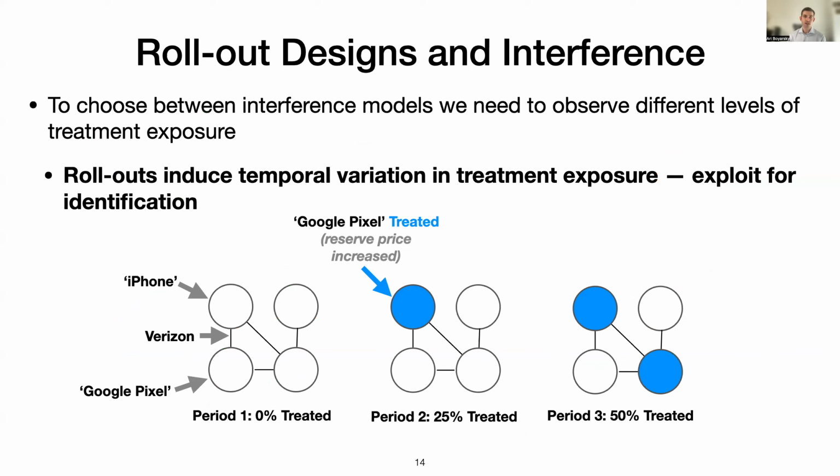Rollouts provide us additional variation in the outcome treatment exposure that actually makes model selection possible. For example, we can consider a rollout in our previous example. What this looks like is that we have some underlying interference network. For example, we could construct this using one of the two previous methods, winning bids or bid amounts. Thus, the advertiser will create edges between the keywords for that advertiser. And we'll start with no one being treated.